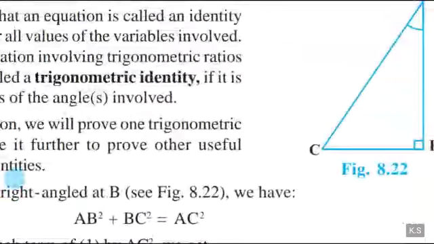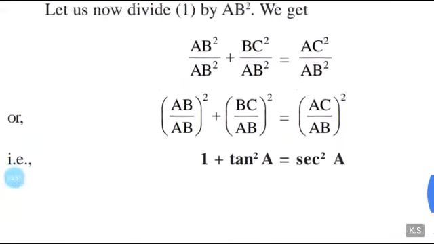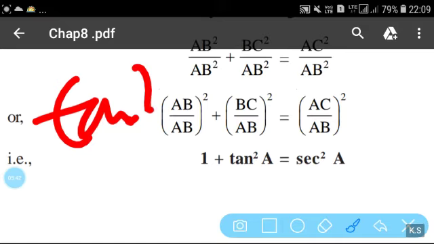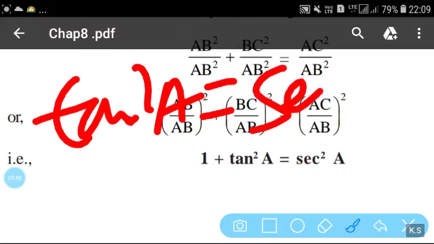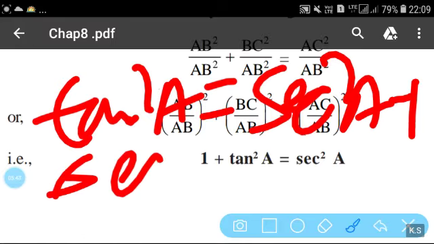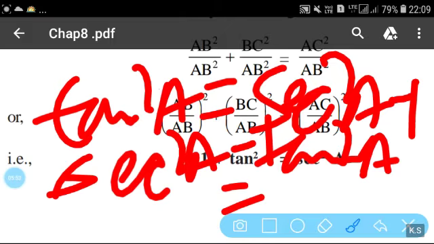See, here we are taking angle A. If we take angle C, then this part will change. So as we are taking angle A, in this case 1 plus tan square A is equal to sec square A, and you can write this as tan square A is equal to sec square A minus 1, or sec square A minus tan square A is equal to 1. Is that okay?